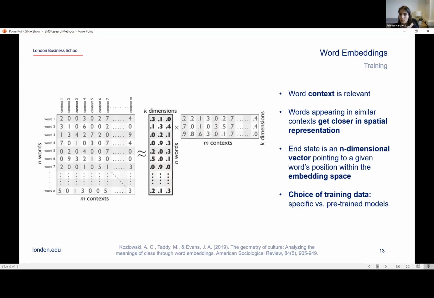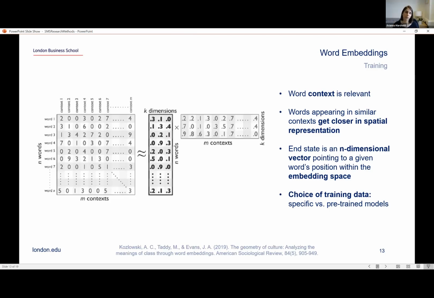Now here, talking really about practicalities, what's really important for word embeddings is how you choose your training data set. If you have a very large amount of data, the ideal state is always that you use your own data to train your own embedding models, because in that case, the word context is really relevant to your specific setting.